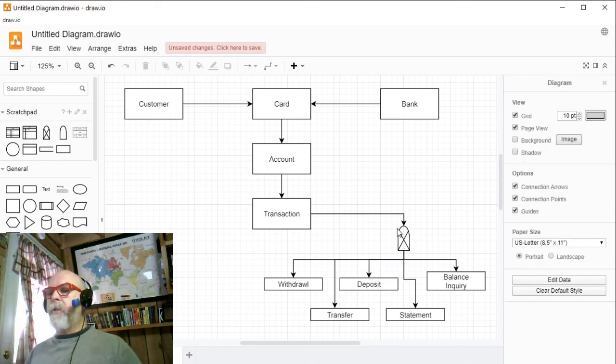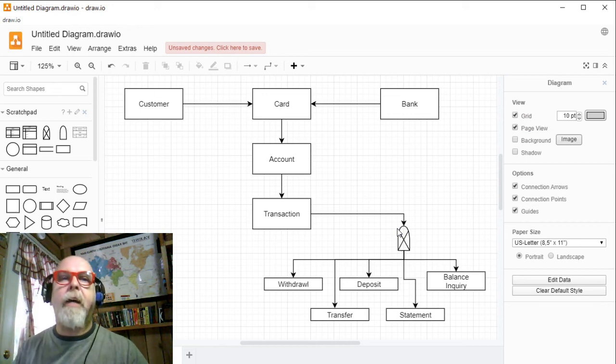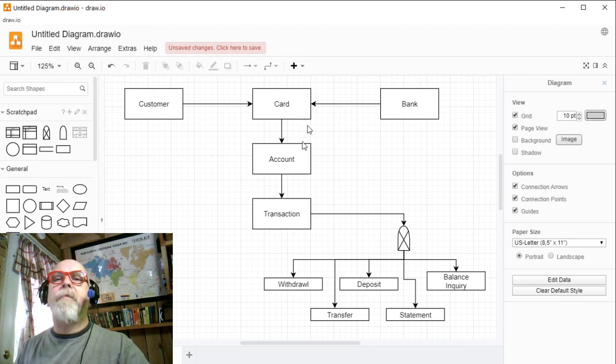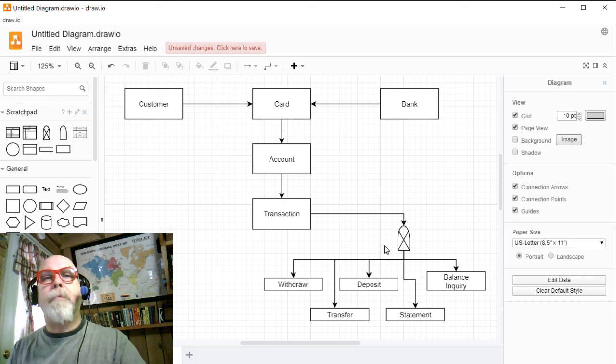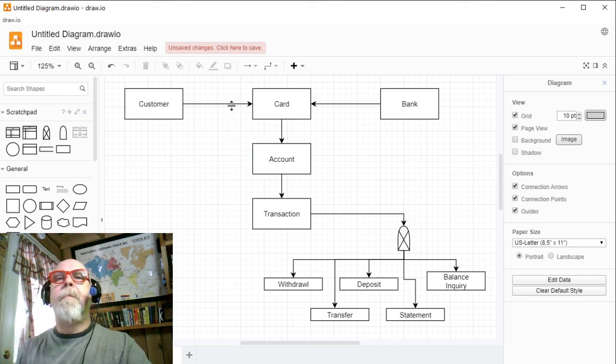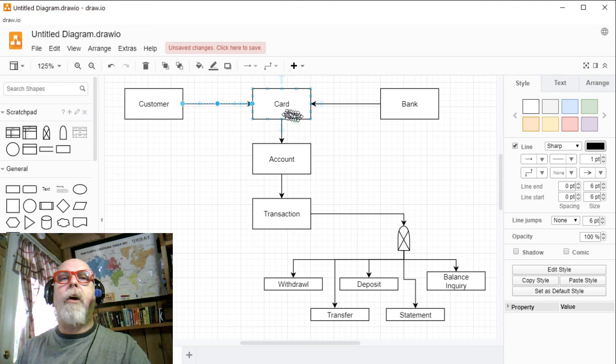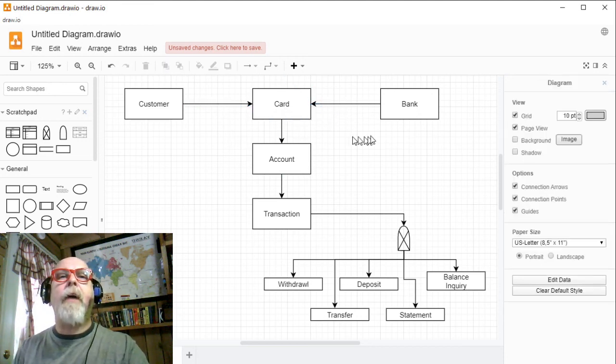Boom. Okay. So you can see that the specialization hierarchy exclusive comes down and feeds all the different types of withdrawal, transfer, deposit, statement, balance inquiry, or any other. So now that we've put the relationships on, let's put the crow's feet on. Customer to card and bank to card. Oh, we forgot about the bank to account and bank to transaction relationship, didn't I?